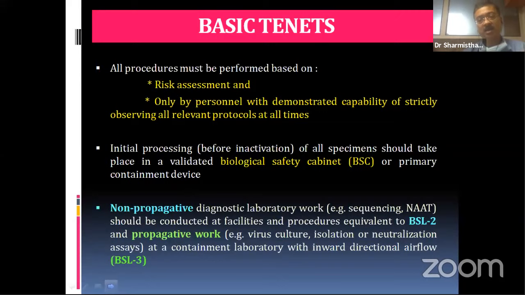And you can differentiate between non-propagative and propagative work. The non-propagative works are general diagnostic laboratory work, which can include sequencing and NAT also, and should be conducted under BSL-2. What is called propagative work, which is virus culture and isolation, should be in a containment laboratory with inward directional airflow, or equivalent to biosafety level 3.